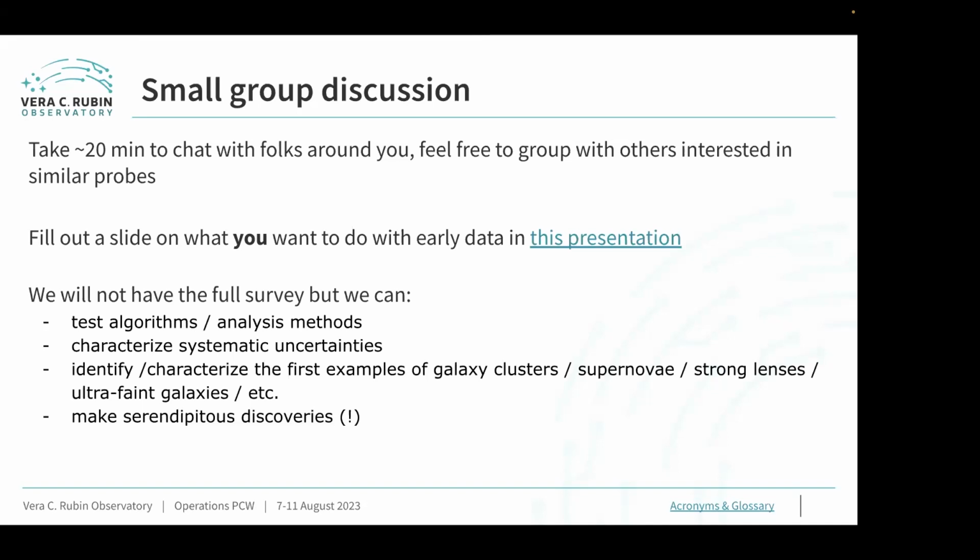So I think there's a lot of really awesome science that we can do with early data, and I just wanted to break up into small groups and think about it for a little while, and then we'll come back and talk about that with a larger group. Any questions? Cool.